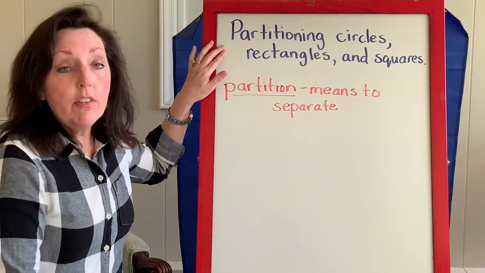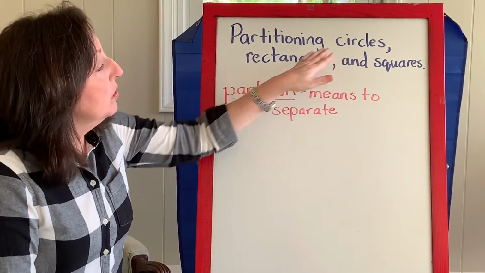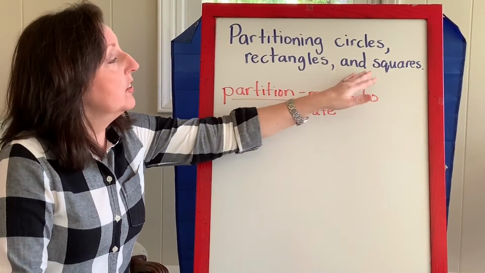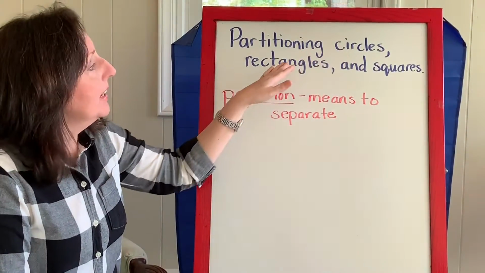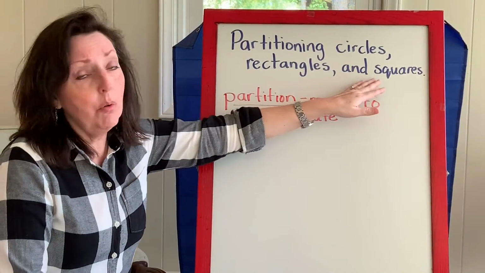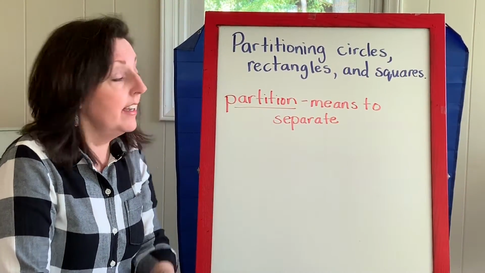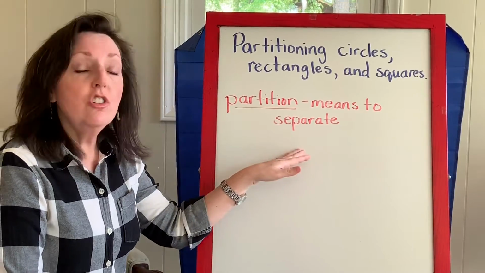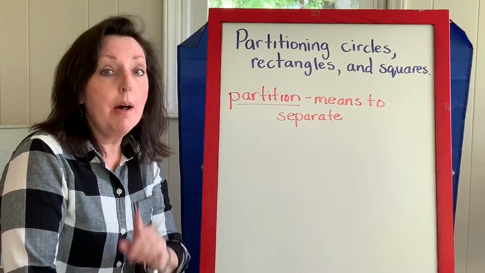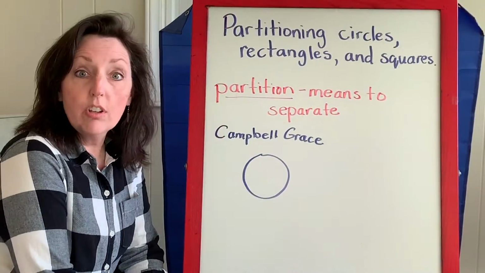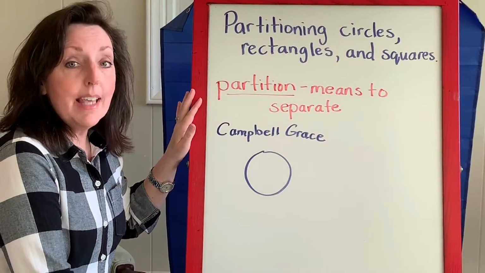First, the skill that we're working on in this video today is partitioning circles, rectangles, and squares. Now you may be thinking, Miss Lanier, I know what a circle is, I know what a rectangle is, and I know what a square is, but what are you talking about when you say partitioning? Partition means to just separate something. So we're going to put some problems up. I'll be right back. So let's talk about partitioning. And partitioning means to separate.